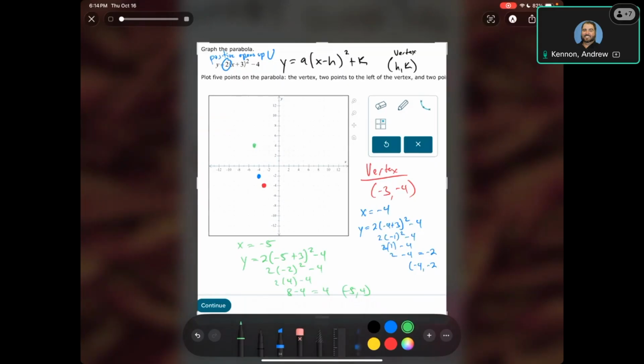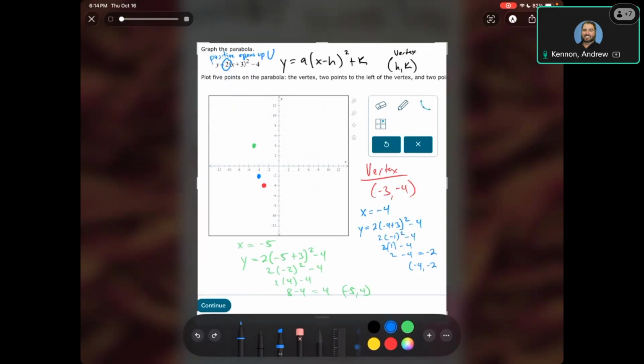-5, 4. You want to pick some points that are pretty close to it, because if you pick something like -10, my graph's going to be like way up here. It'll be off the graph. So just pick the ones right to the left of it. I'm at -3, so I pick -4, -5.